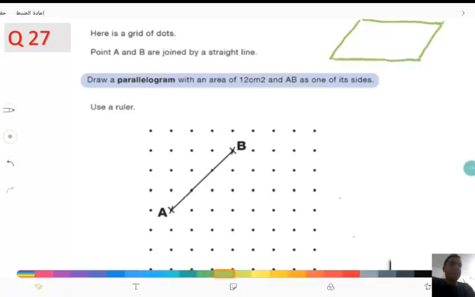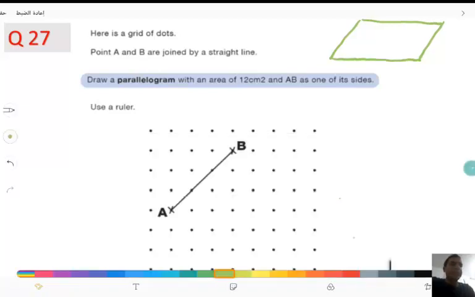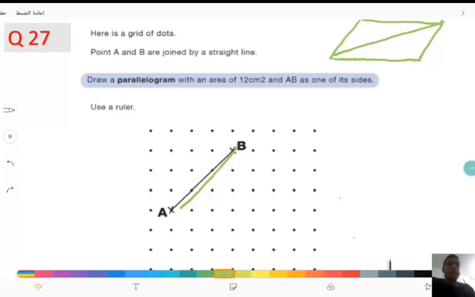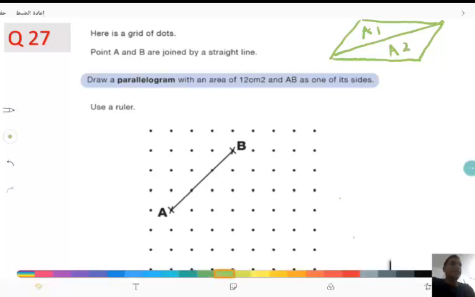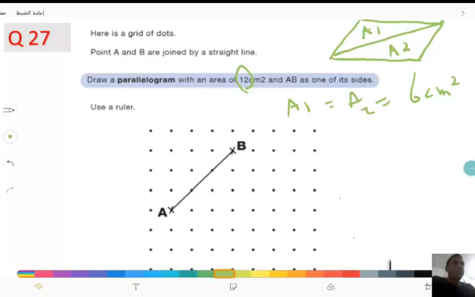can divide into two equal triangles, like that. So this side is the one at the top. So imagine area 1 equals area 2 equals half of the area of the parallelogram, which is 12. That means area 1 equals area 2 equals 6 centimeters squared. And we know the formula to find the area of a triangle: half times base times height.